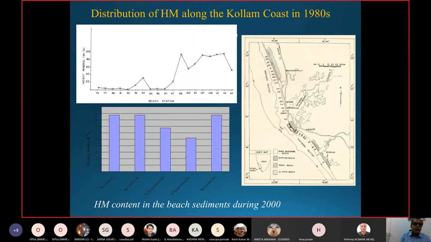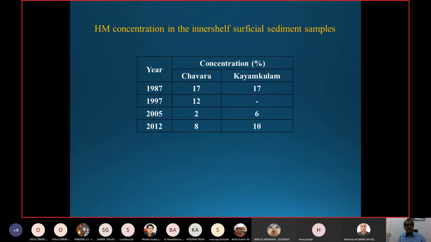You can see on the y-axis, heavy mineral concentration, and you have the stations. These are all the stations. So when you see here, almost 60 to 80% concentration used to be found in this Chaura area. But of late, I think that concentration has reduced. I will just tell how the tsunami has also affected the concentration on this coast.